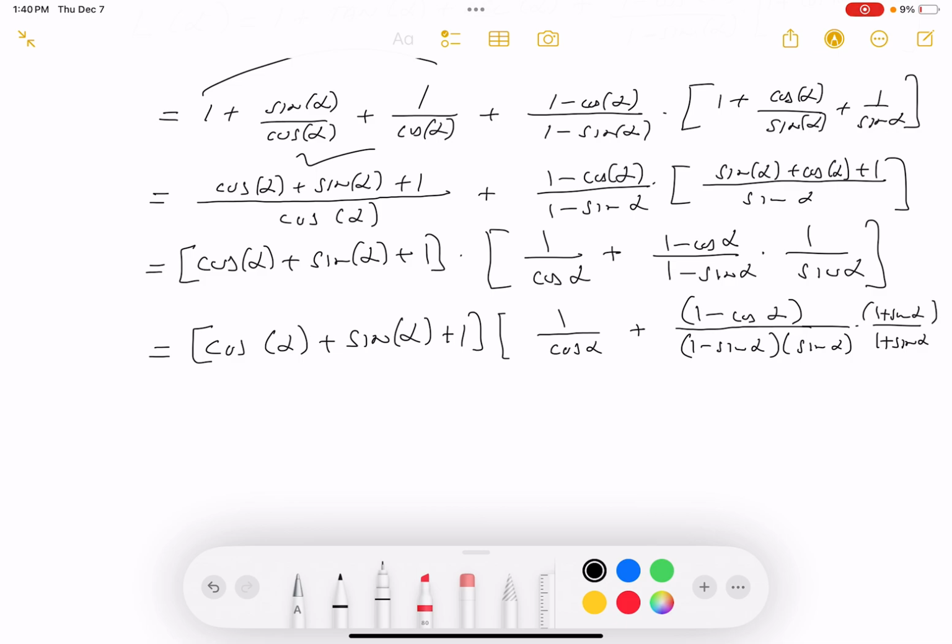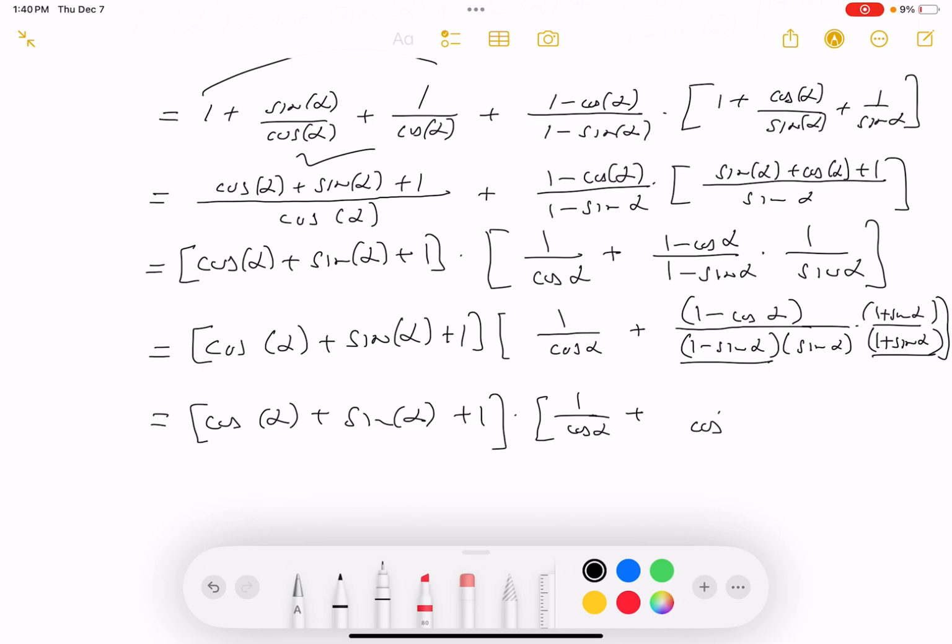I don't know. Maybe it's not going to work out. Let's keep moving. Cosine alpha plus sine alpha plus 1 times 1 over cosine alpha plus. Now when I multiply this out, this is going to be 1 minus sine squared, and that's going to be cosine squared alpha. And then I'd get over here sine alpha. On top, what do you get? You get 1 minus cosine alpha, 1 plus sine alpha.